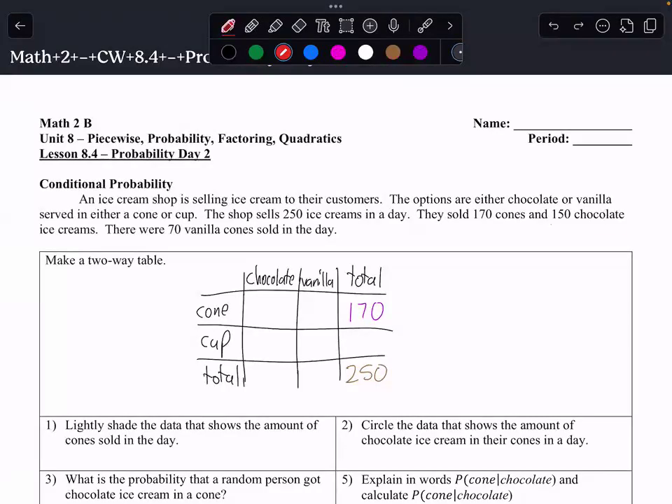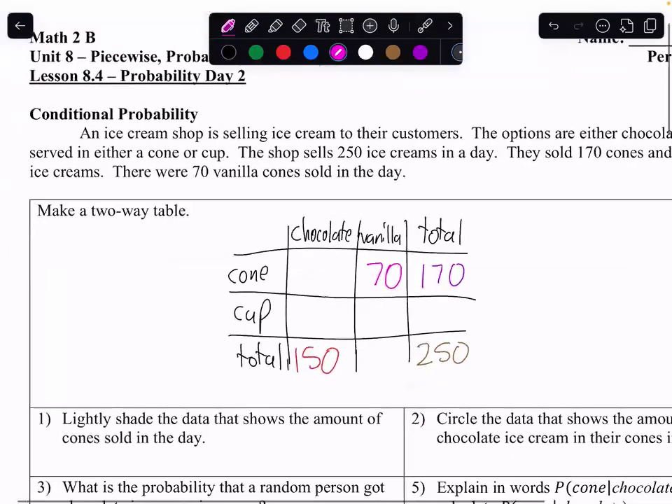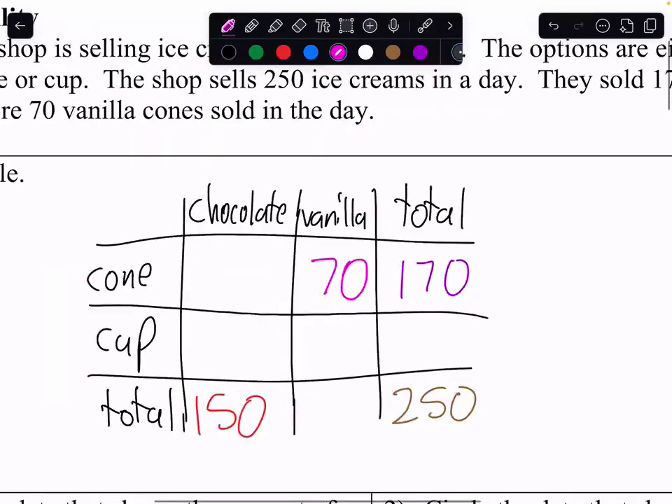So the 150 is the total number of chocolates. There were 70 vanilla cones. Okay, so that would be both vanilla and cone. Okay, so those are the numbers from the problem. And then now we can fill in the rest. So I'll start over here. 170 minus 70. The other 100 cones must have been chocolate.